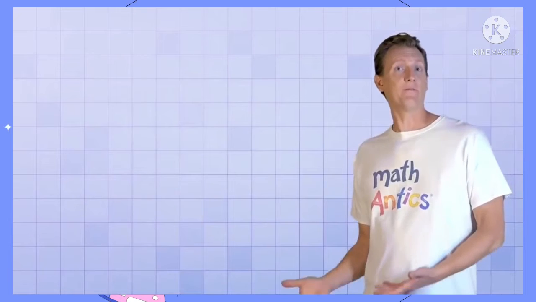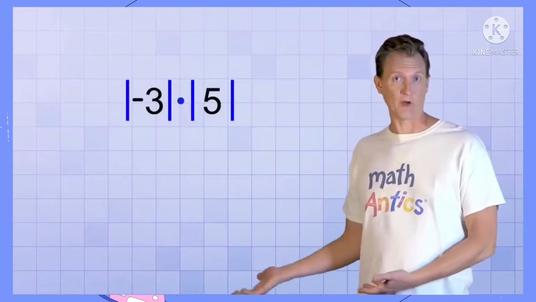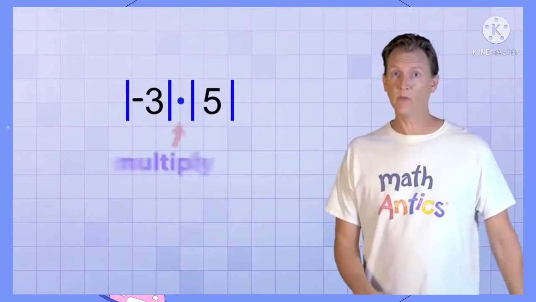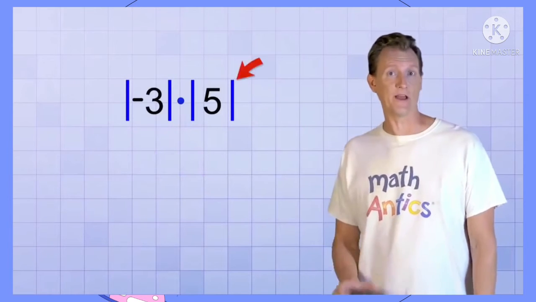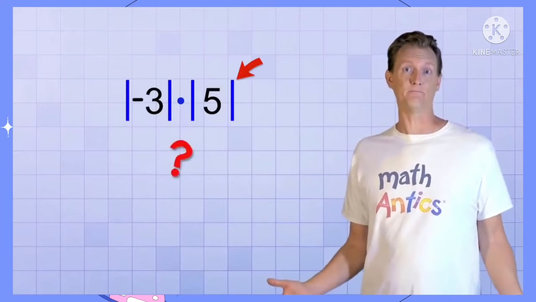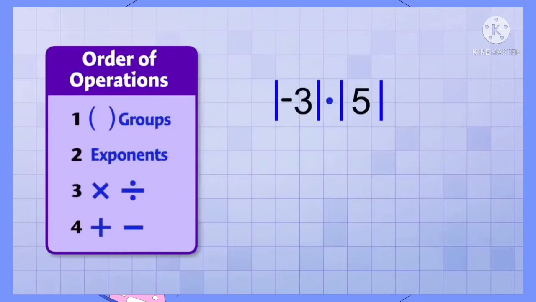For example, what if you're asked to evaluate this expression involving absolute values? We learned how to multiply integers in the last video, but now these integers are inside absolute value signs. So what do we do? Well, when it comes to order of operations, absolute value signs are similar to parentheses, which means that you need to take care of them first before you start working on the other arithmetic operations.